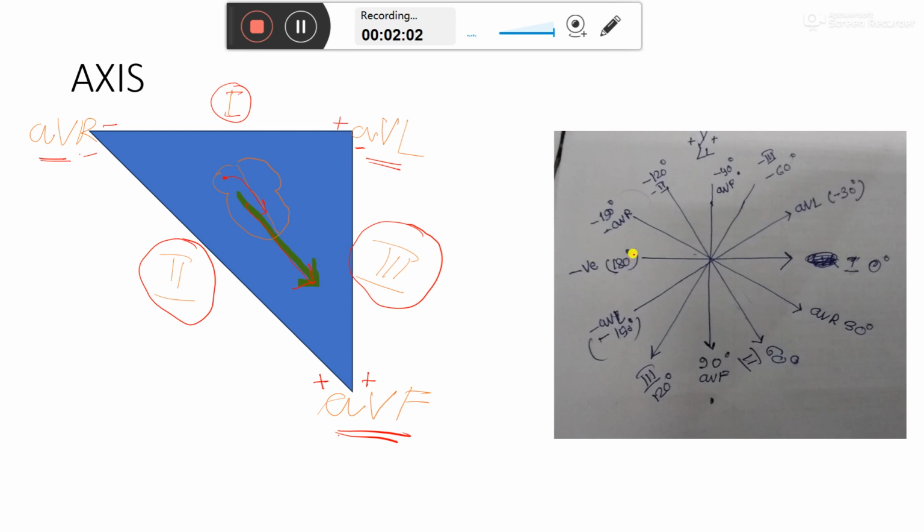Now if we place the leads like this, lead 1 is at 0 degree, AVF is at 90 degrees, lead 2 is at 60 degrees, lead AVR is at minus 150 degrees, AVL is at minus 30 degrees, and lead 3 is at 120 degrees. These are the extensions of the leads, the negative forms of the leads. These are made artificially for understanding the further process.